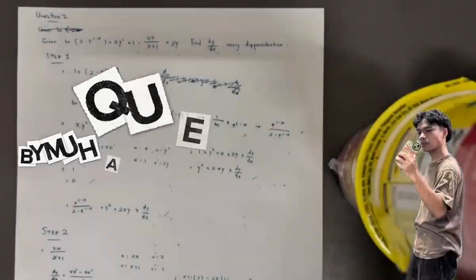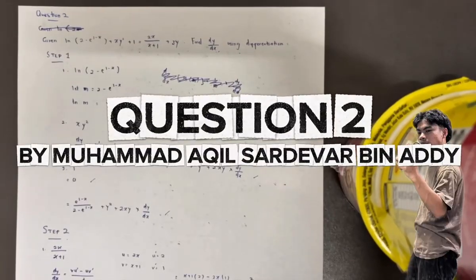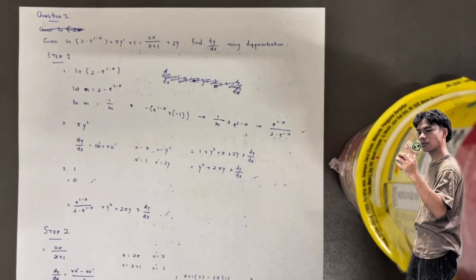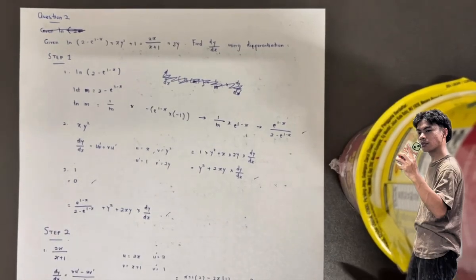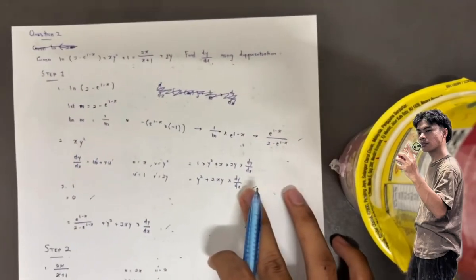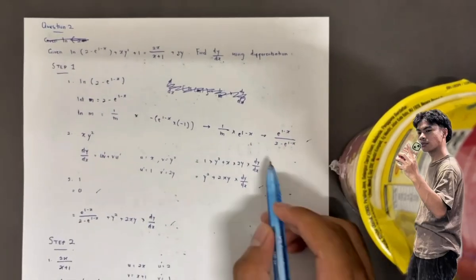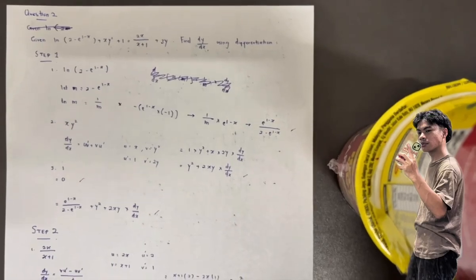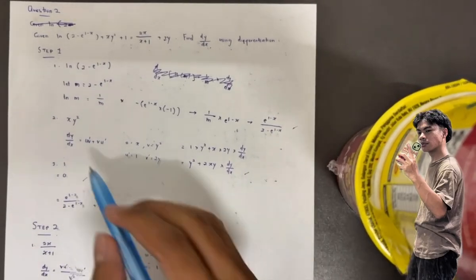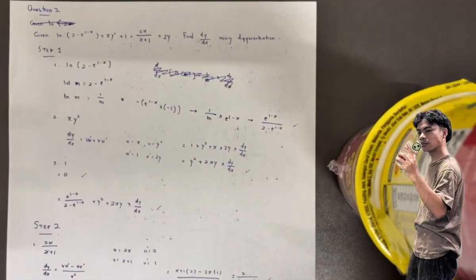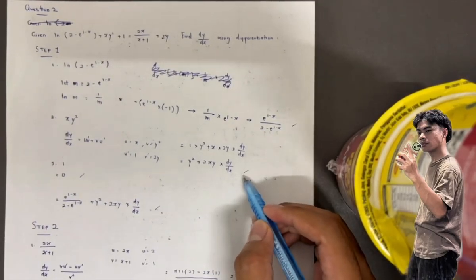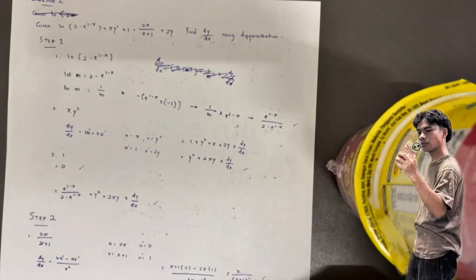That's it. To solve this question, I use the method of implicit differentiation. I differentiate both sides of the equation with respect to x. For the first term, I apply the chain rule and obtain this. For the term xy to the power of 2, I use the product rule because both x and y are variables. The result is this. The derivative of the constant 1 is 0.